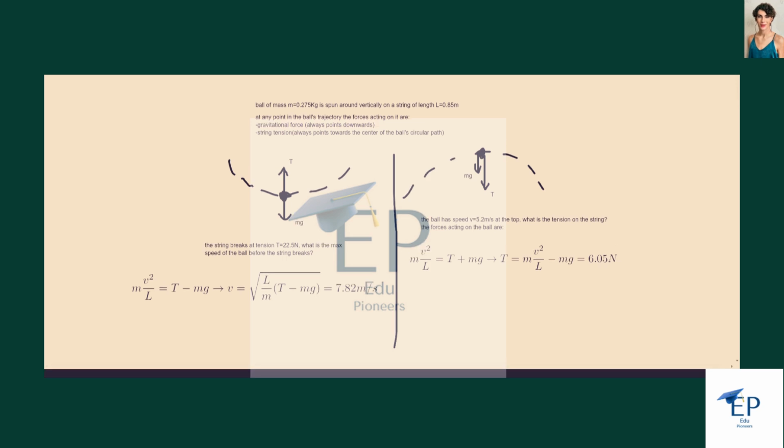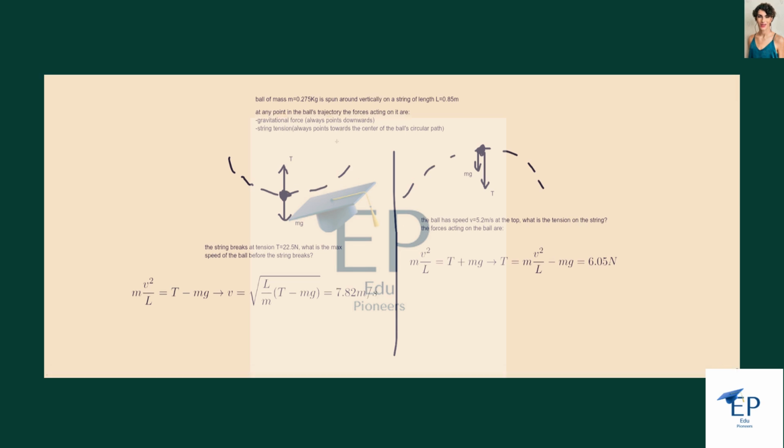So in this problem, what we have is a ball of mass 0.275 kilograms, and it's spun around vertically. So the circle described by the ball is on the vertical axis, and the length of the string that you're putting the mass on is 0.85 meters.